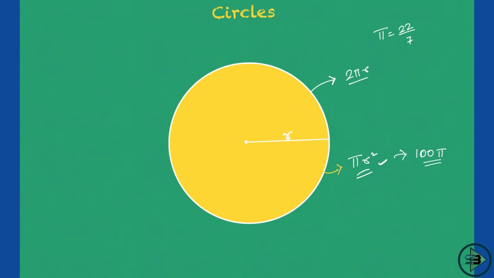So this is the total area. Give me only this part of it. I just want this much part of the area, and what will you call this part of the area, which I'll paint now in red? This part you will call a sector.